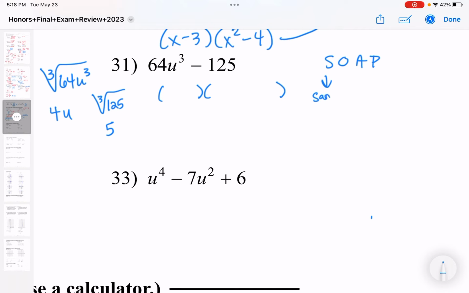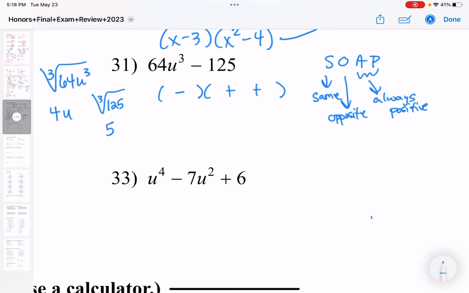Same. So the same sign. This one is a difference of 2 cubes, so my same is a minus. O, opposite. The opposite of minus is plus. And AP, always positive. So the last one is a plus.